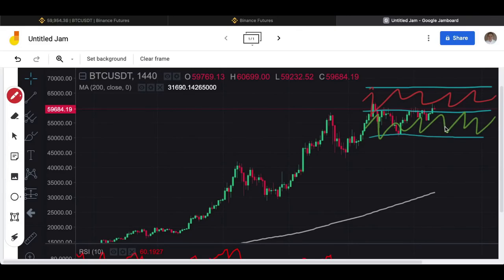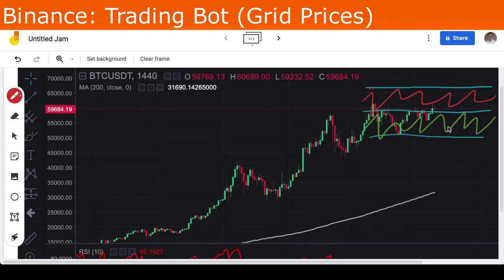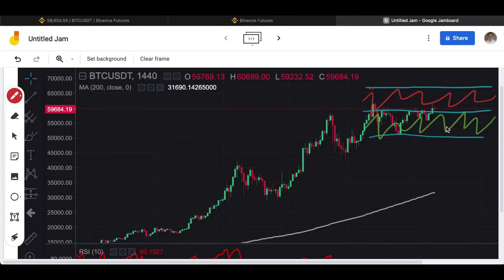54,700, you'd buy a bit more. Depending on how many grids you have, you will buy a number of orders from the top of this grid down to the bottom of this grid. You will then get an average price, of course, somewhere in the middle of this grid. So you'll buy some up here and some down here.